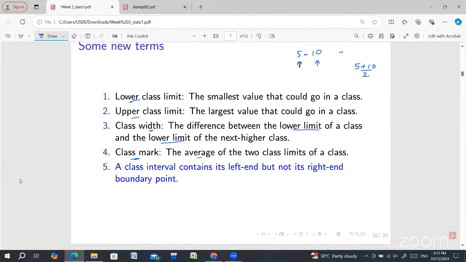Okay, and point number 5 says that a class interval contains its left end but not its right boundary point. So suppose you are given an interval 5 and 10. In this class, 5 is included, but 10 is not included, right? Suppose you are given some data points like 5, 8, and 10. Then 5 and 8 will go into this class, but 10 will not belong to this class. So the upper boundary point is not included in the class interval.